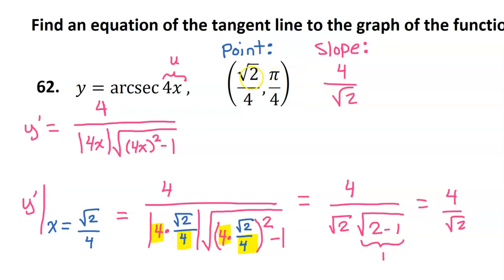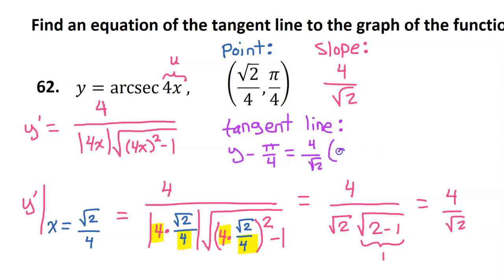Now that we have a point and the slope, we can write the equation of the tangent line. The tangent line equation goes y minus y, meaning the y-coordinate right here, pi over 4, is equal to the slope, which is 4 over radical 2, times x minus x. And here's the x-coordinate, radical 2 over 4.